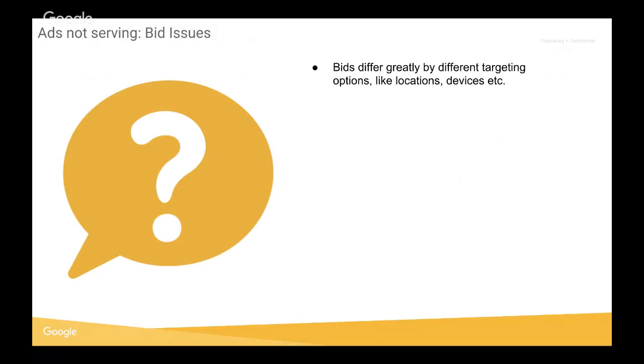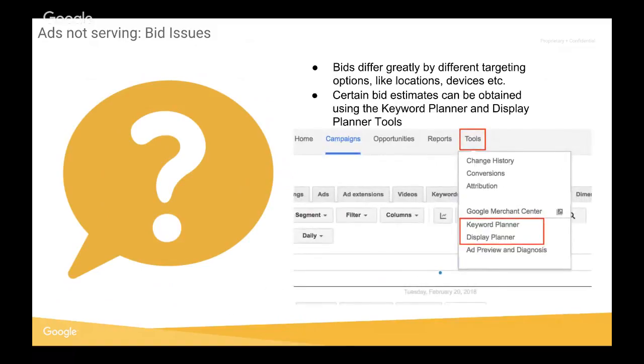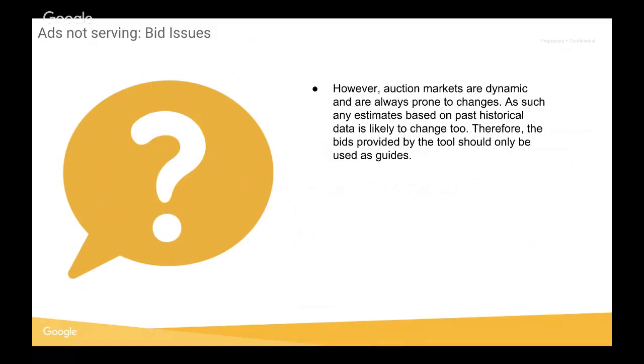One of the places where you can get some estimates of bids is the Keyword Planner and Display Planner tool. This can be found by going to Tools and then the Keyword and Display Planner. However, auction markets are dynamic and always prone to change. Therefore, the estimates you get from these tools are not guaranteed estimates by which you should go all the time. There can be some differences and changes that might affect your campaign.